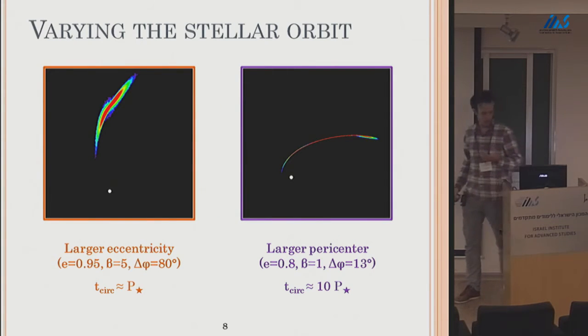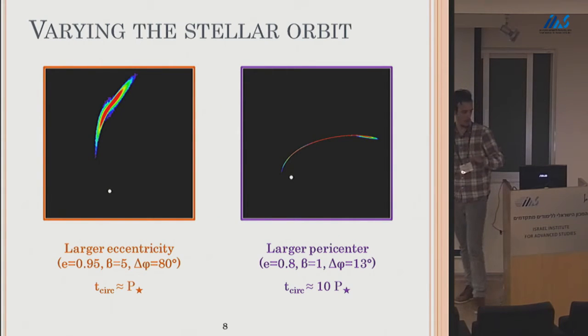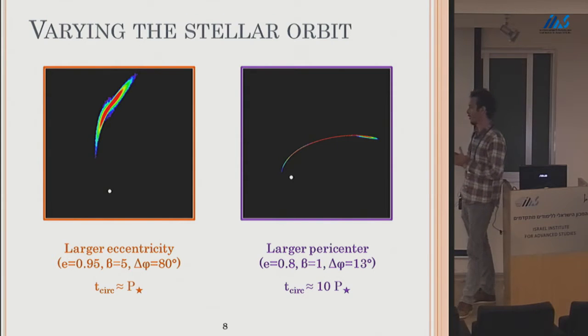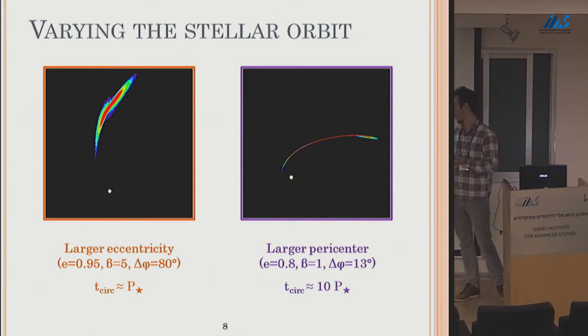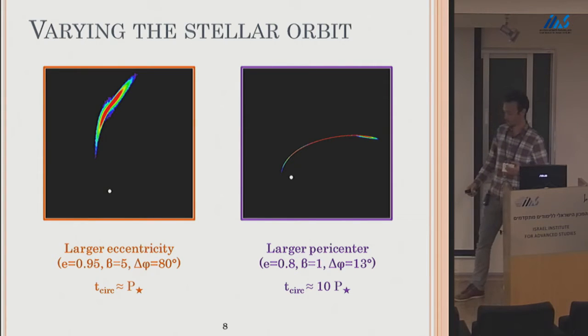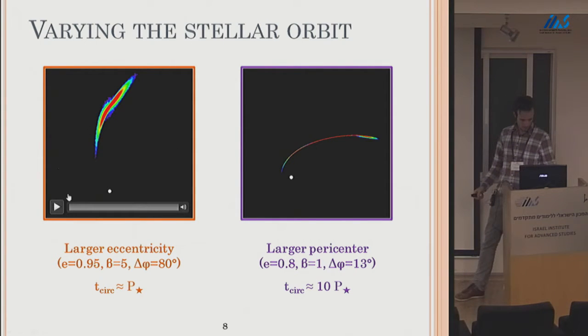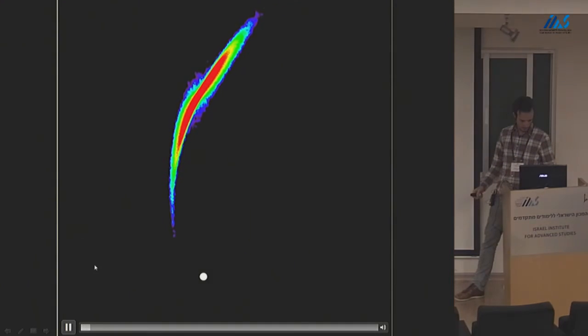Okay, so far I just considered one orbit for the star. I'd like to change this orbit, keeping the assumption of efficient cooling, in two ways. First, by increasing its eccentricity, keeping the penetration factor fixed, and then by decreasing the penetration factor instead, meaning increasing the pericenter distance. So what happens in the first case?